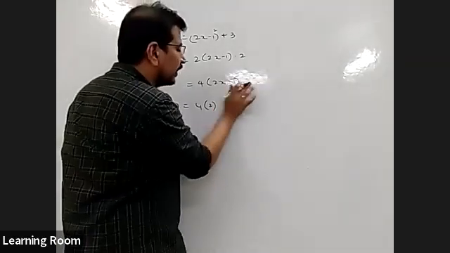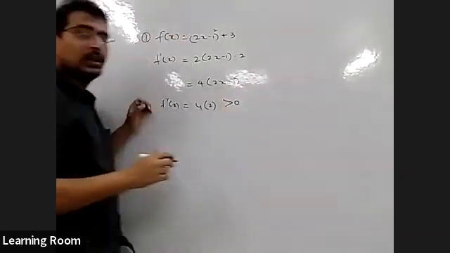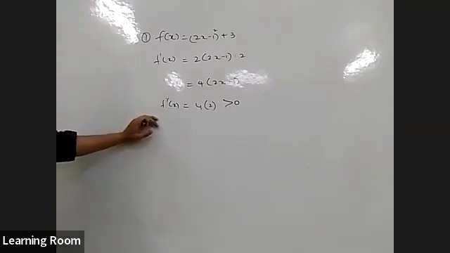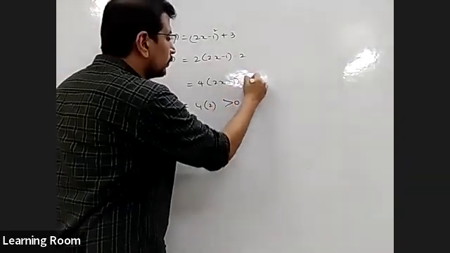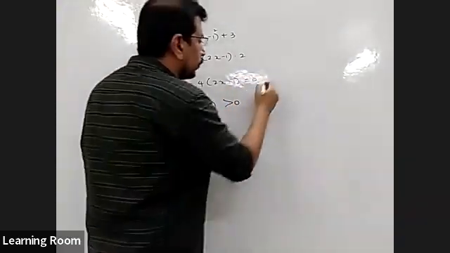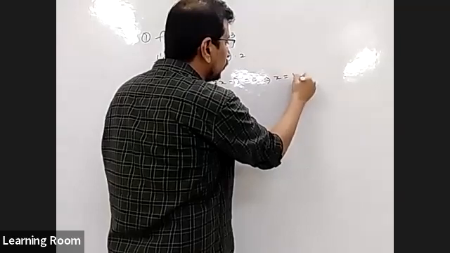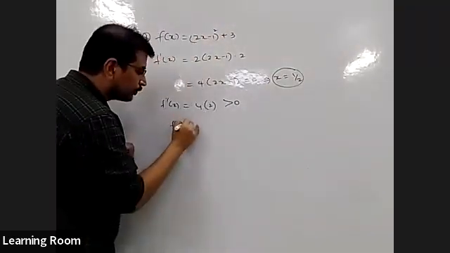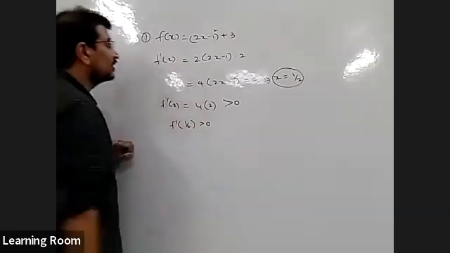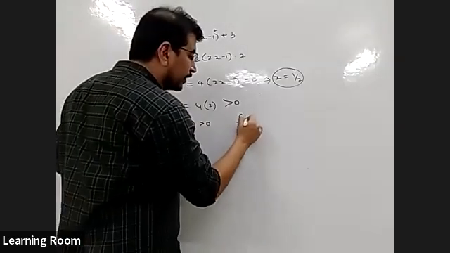Sorry, it is always greater than 0. So whatever value of x you substitute, it will always generate the least value. So when f double dash of x is greater than 0, what can you say? You got 4 into 2x minus 1, which implies x is equal to half. So f double dash of half is also greater than 0.